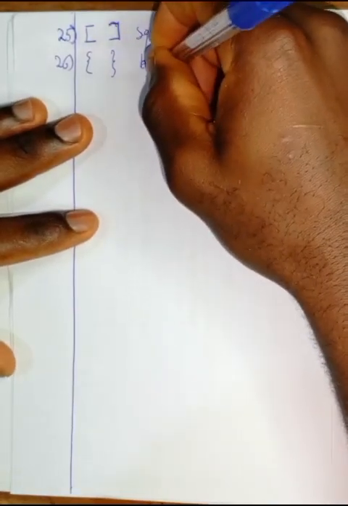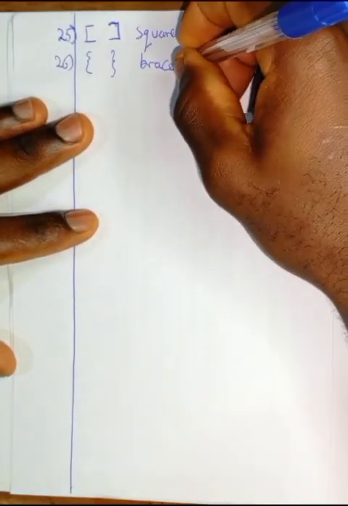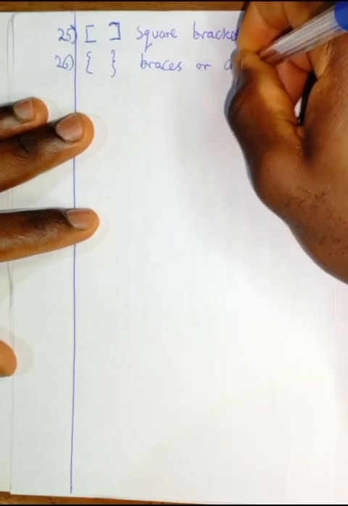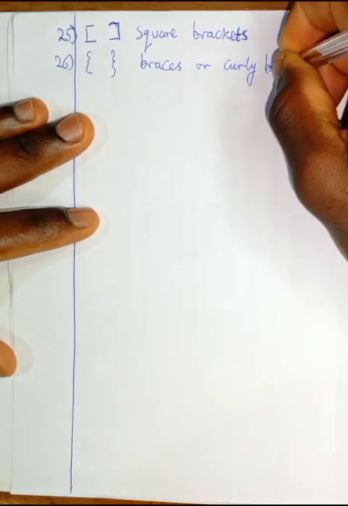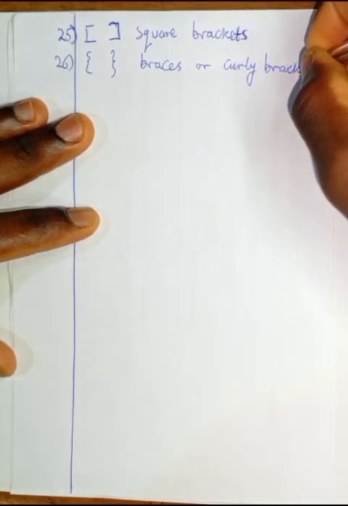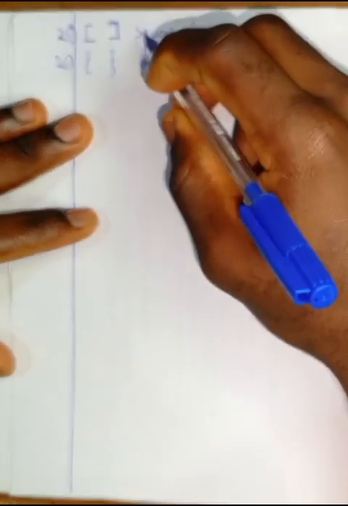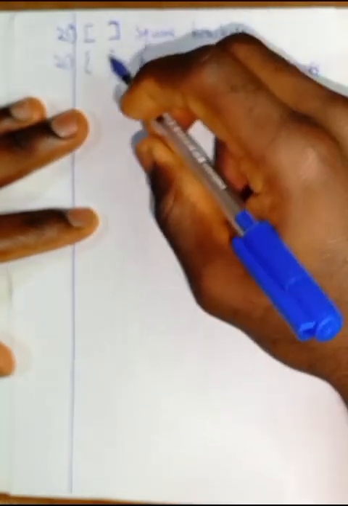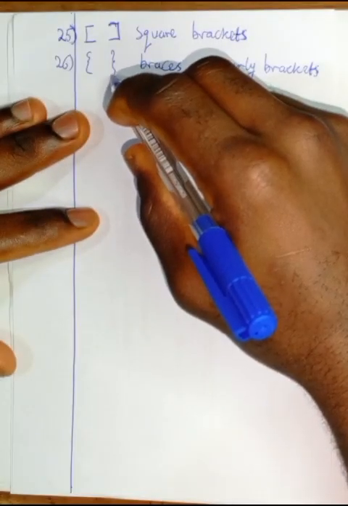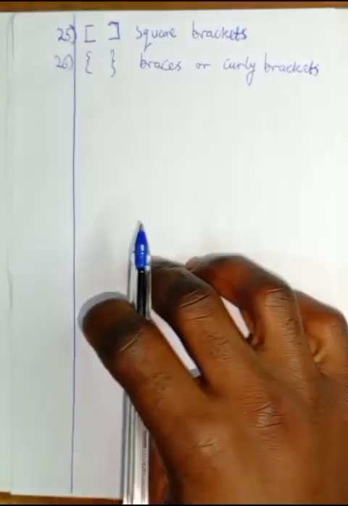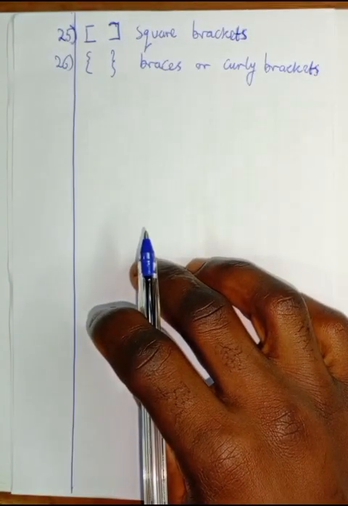braces. We call this one the braces or curly brackets. These are bigger brackets than the square brackets and the parentheses. We make use of curly brackets to include the elements of a set.